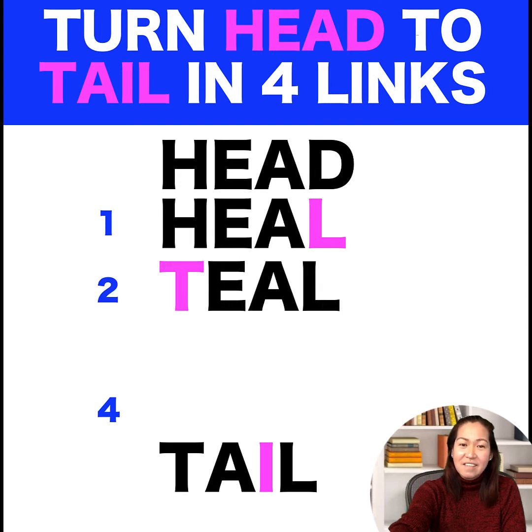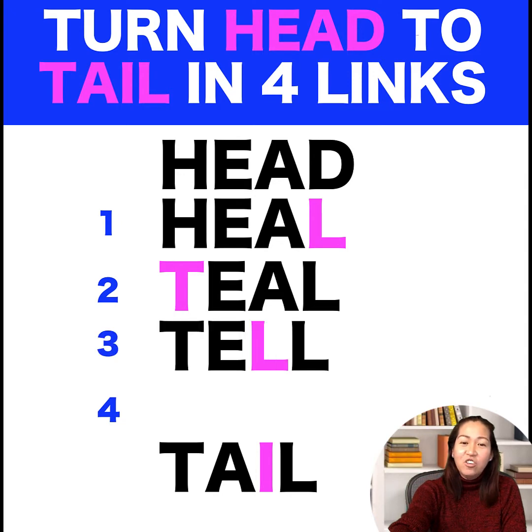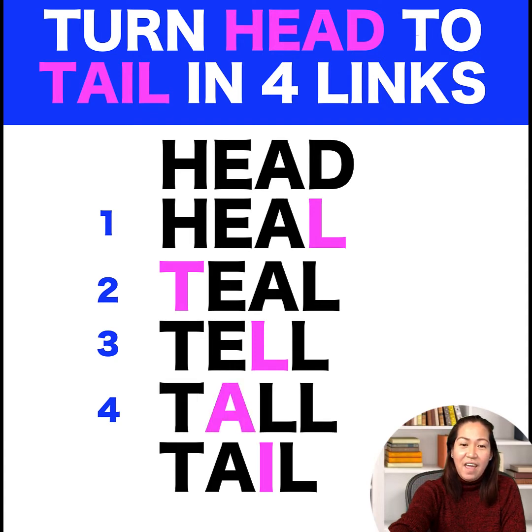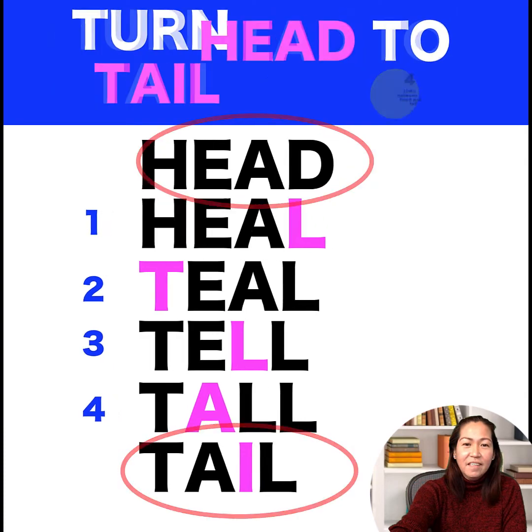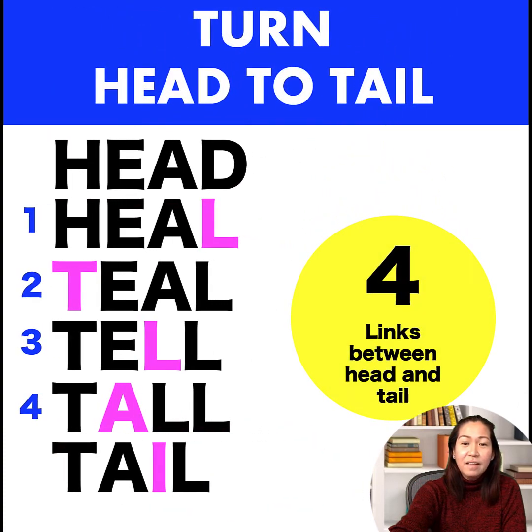Now we change H to T. We now have teal. And we change A to L. That gives us tell. And we change E to A. We now have tall. And finally, we change one L to I. That's how we get to the final word, tail. So you see, we began with head and ended with tail. You see the 4 links between head and tail. These are the words heel, teal, tell, and tall.